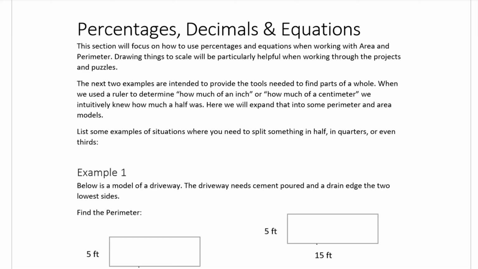When we used a ruler to determine how much of an inch or how much of a centimeter, we intuitively knew how much a half was. Here we will expand that into some perimeter and area models. List some examples of situations where you need to split something in half, in quarters, or even thirds.